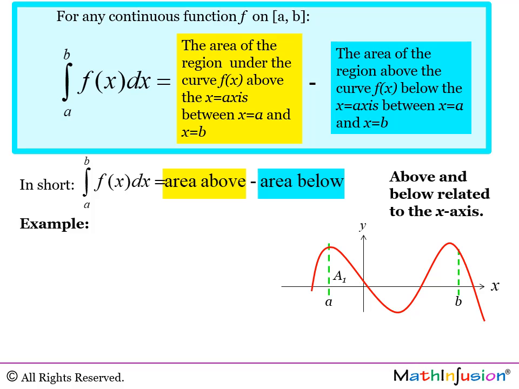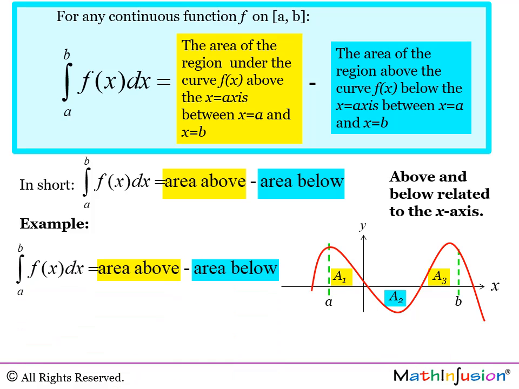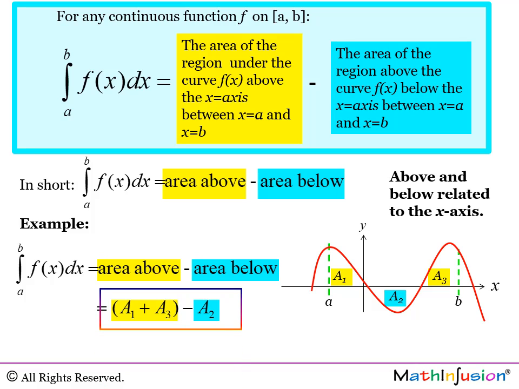Example: in this picture, I have 3 areas of 3 different regions. A sub 1 and A sub 3 are above the x-axis and A sub 2 is below the x-axis. And that's why the integral of f(x) dx between a and b is the area above minus the area below. We get A sub 1 plus A sub 3 minus A sub 2.